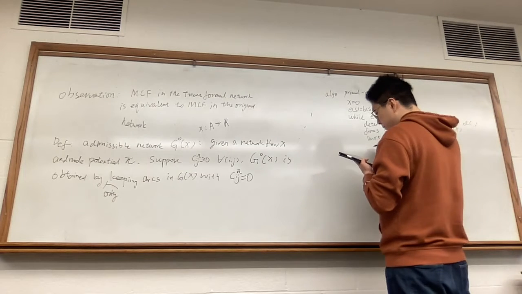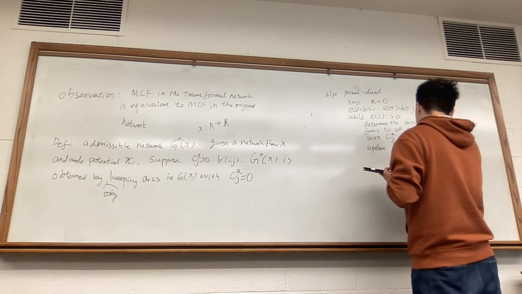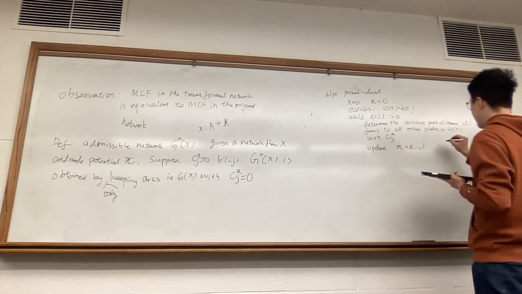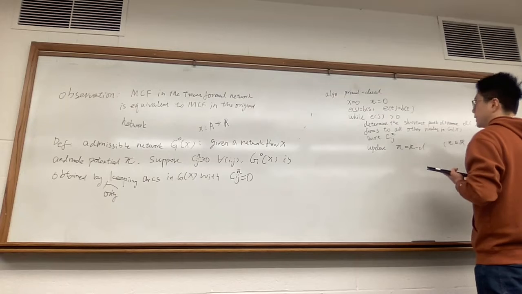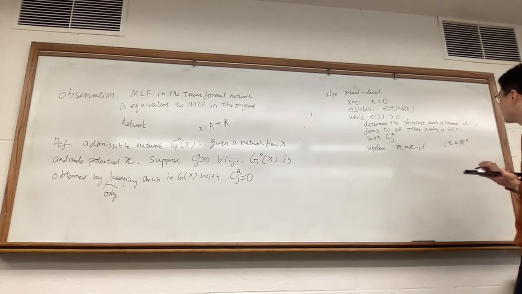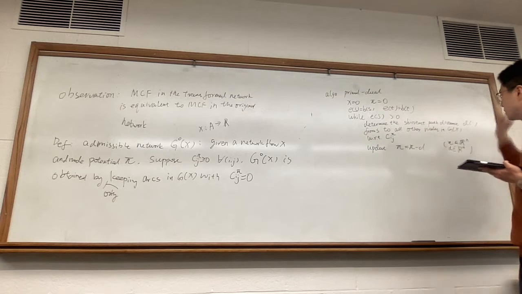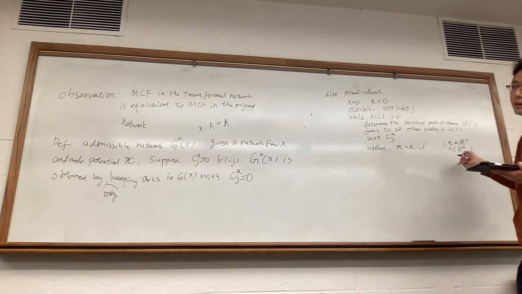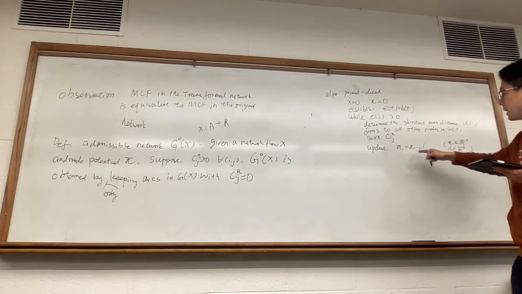Then we update pi equals to pi minus d. Remember that pi is the node potential, so it is in R^n, where the number of nodes is n. And d is also in R^n because it is the shortest path distance from S to all other nodes, so it is indeed a vector. So we update pi equals to pi minus d.